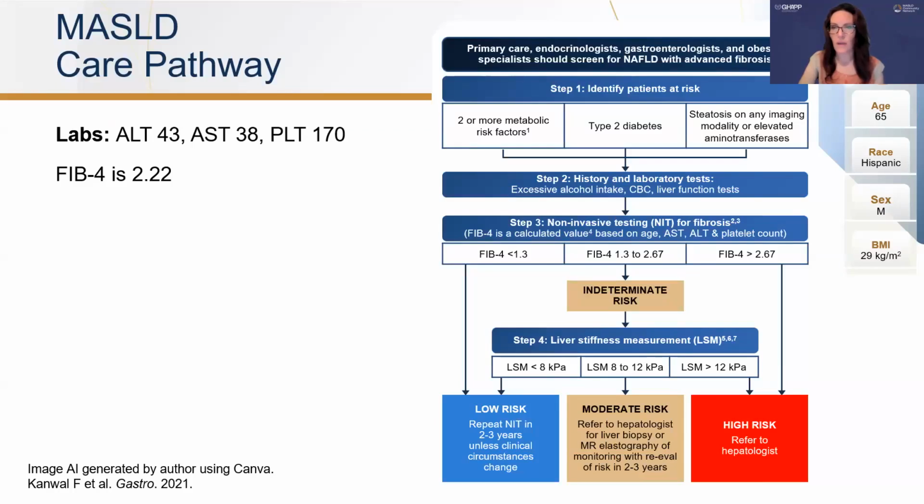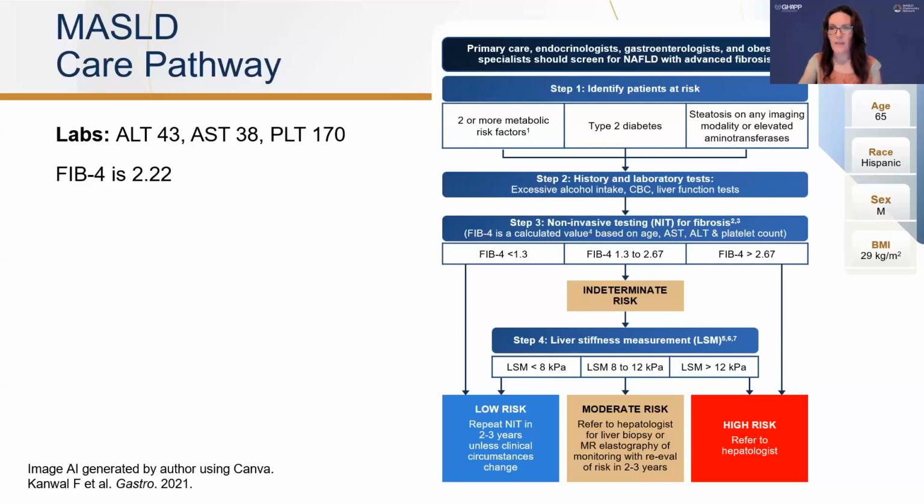So again, this is why these things are so great and make it so simple for everybody, including the people that we're collaborating with in the community, the endocrinologists, the cardiologists, even ourselves in clinic. So we've calculated the FIB-4, and the FIB-4 has told us that there's some indeterminate risk.